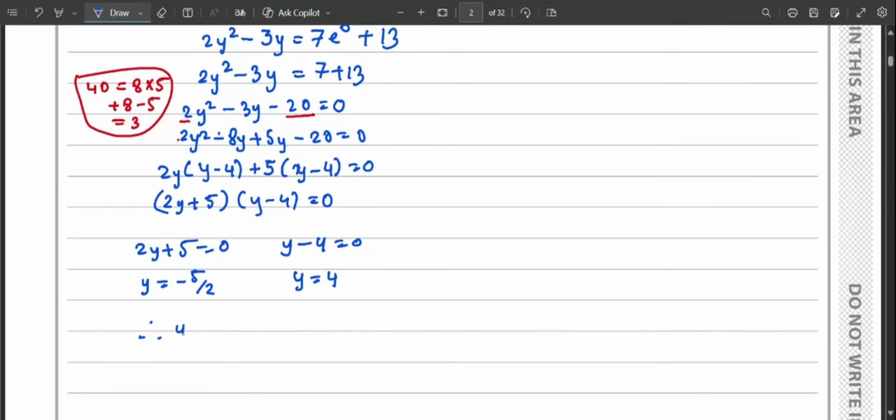So we can write that the possible y coordinates can be either minus 5 by 2 or 4.